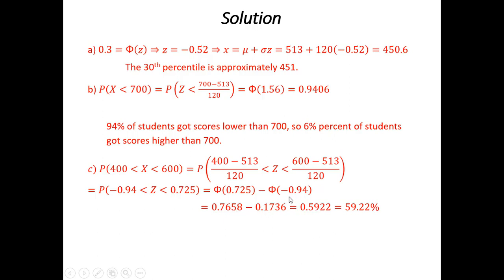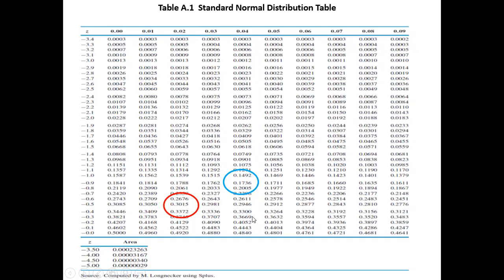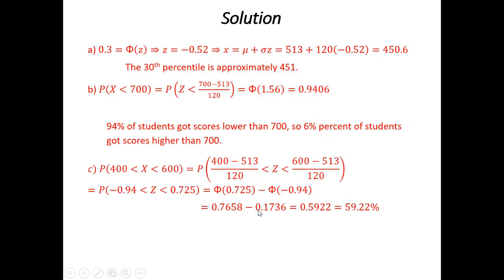And then this value here, we have minus 0.94. So here we need to go to the z table with negative values. So minus 0.94 would be right over here. And you can see we get 0.1736. So we subtract these two, and we end up with 59.22%. You could think of it two ways: the probability a person scores between 400 and 600, or the percentage of people that have a score between 400 and 600.